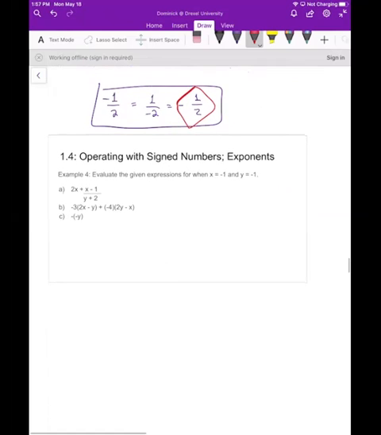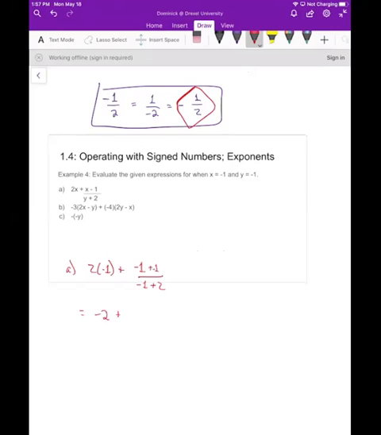Okay, let's look at some algebraic expressions now where we look at some negative numbers. So if we plug in A, we're going to have 2 times negative 1 plus x, so negative 1, minus 1, over y, so negative 1 plus 2. And if we simplify, this is negative 2 plus, and then negative 1 minus 1.